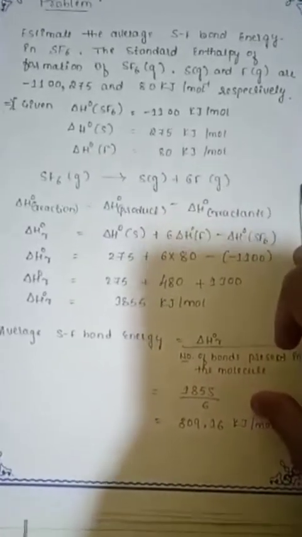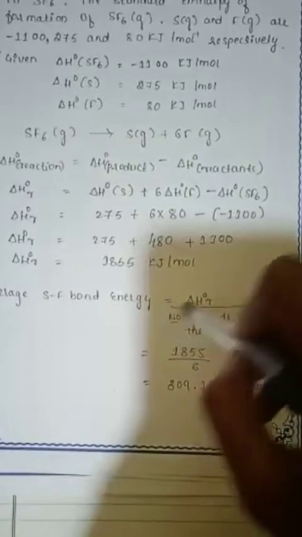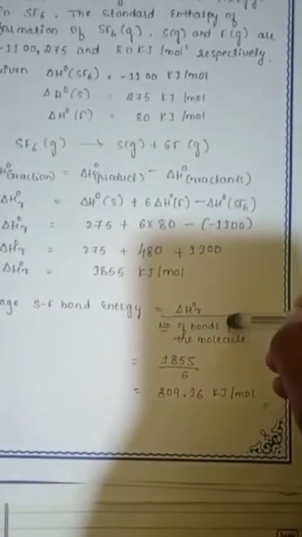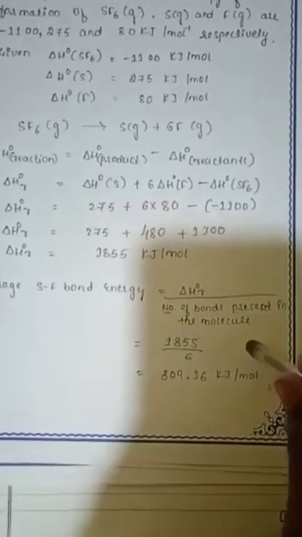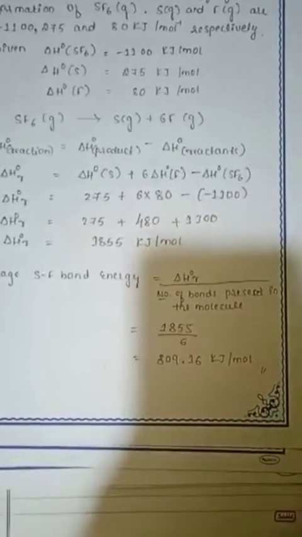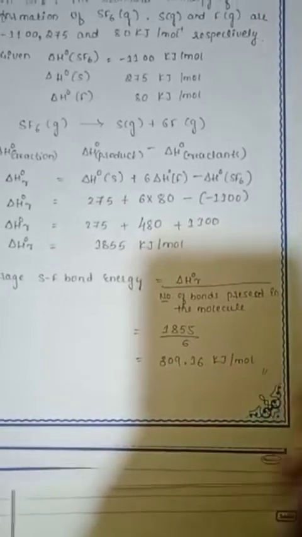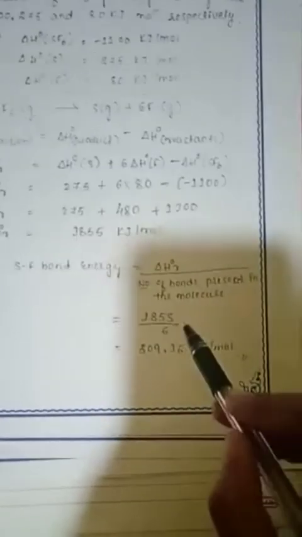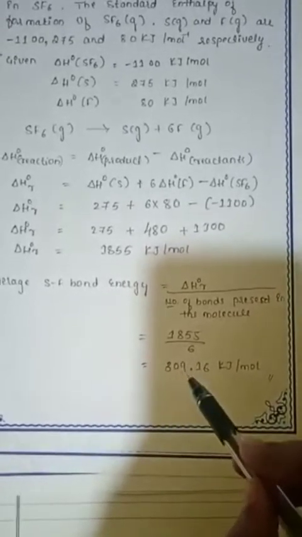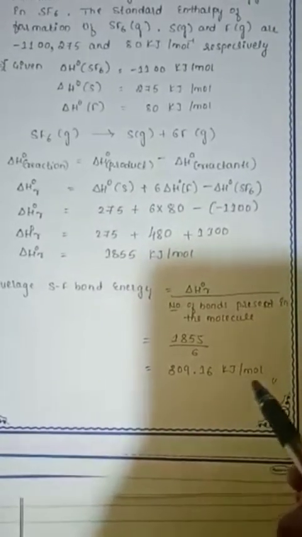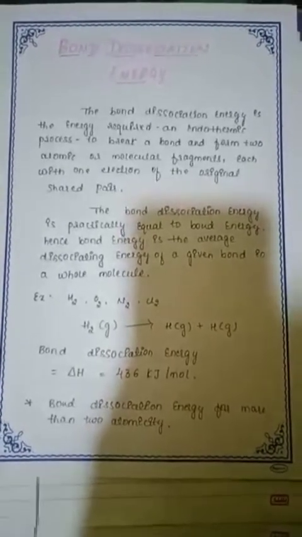And we want the bond energy. The average S-F bond energy equals the atomization enthalpy of the reactants divided by the number of bonds present in the molecule. The atomization enthalpy of the reactant is 1855 and the number of bonds is 6, so the average bond energy equals 309.16 kilojoule per mole.